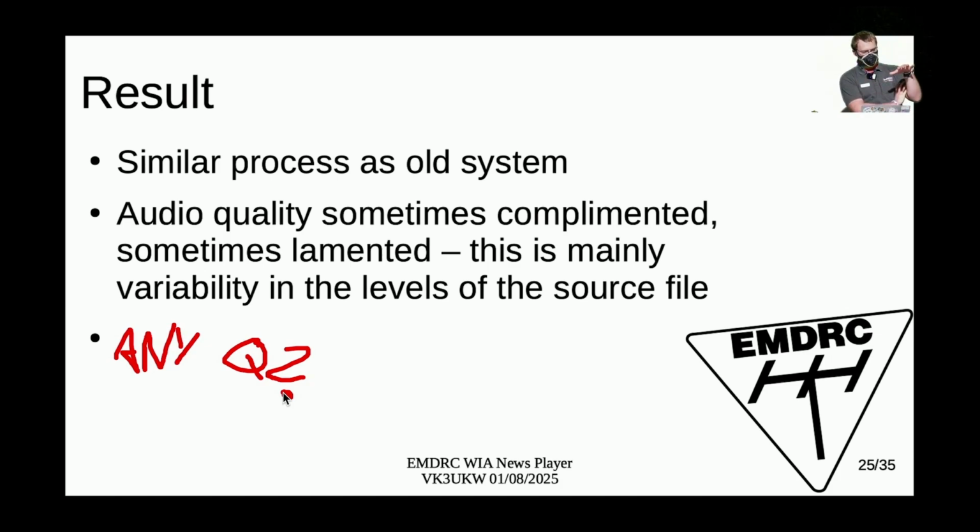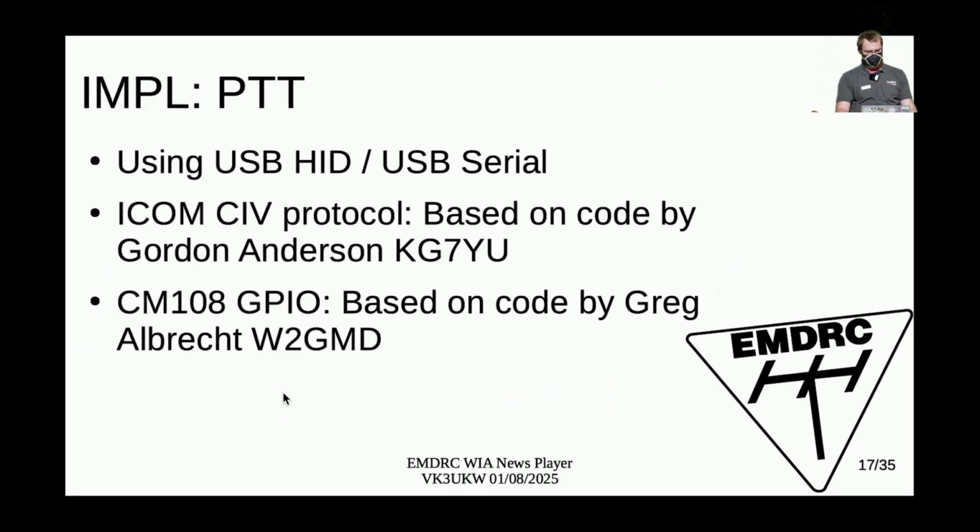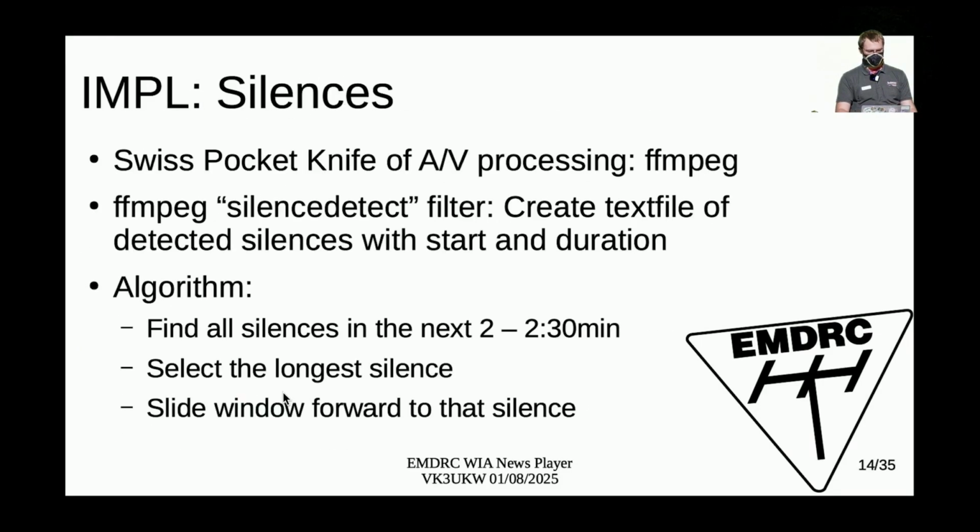Let's go back to, there we go. So that FFmpeg silence detect filter creates a text file of the detected silences with the start and duration. I do a little extra post-processing to create a structured file that has all of that in it, and that creates essentially the control file for the broadcast. That control file is a sequence of audio files, just the file name, and also all the silences that I want to insert into that file.